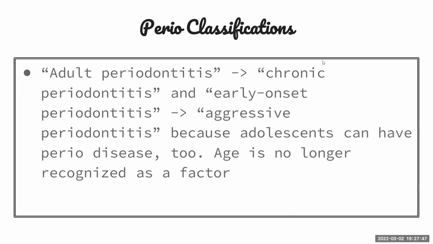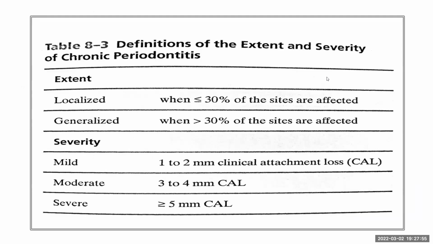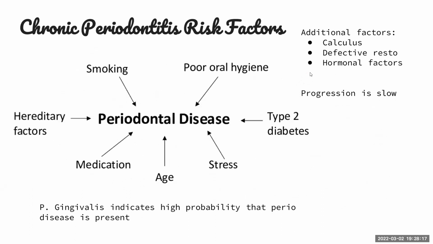We've got chronic periodontitis and aggressive periodontitis now. Age is not a factor. Table 8.3, take a look at it. The extent is localized or generalized, and then the severity. You have to name both of them. It could be generalized with no localized. If it's generalized, it's all over, okay? But we want you to be able to accurately describe what your patient is presenting with.